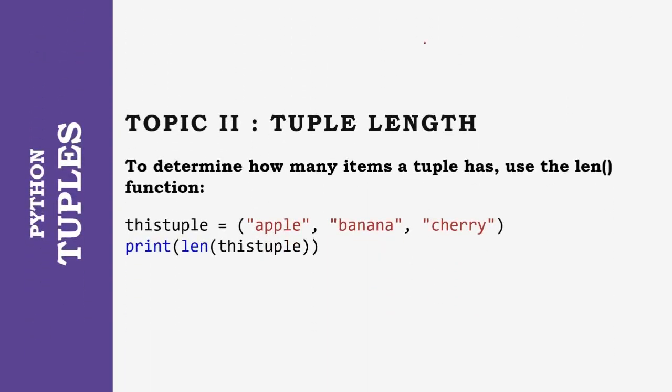Now, talking about tuple length. To determine how many items a tuple has, we use the len function. Len here stands for length only. You can see here that this is our tuple, and we are using the print command and this length function to print how many items the tuple has. Inside the round brackets we have to put the name of the tuple.